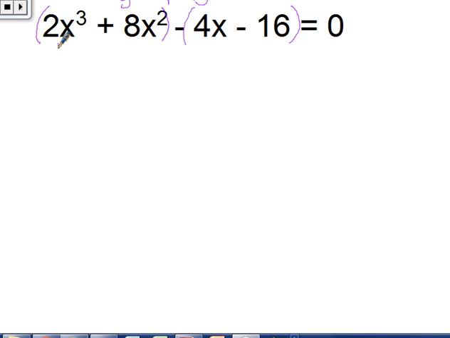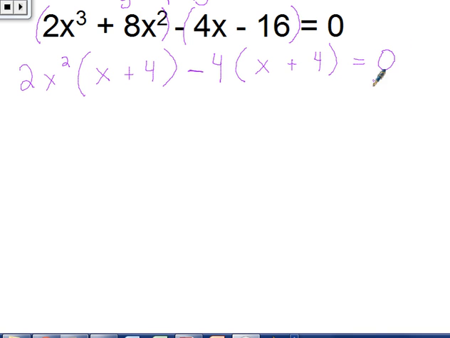And we need to think, what does a 2x cubed and an 8x squared have as a common multiplier? We notice that it has a 2x squared. Both terms have that as their multiplier, which leaves us with just an x plus 4 left over. This is 2x to the 3rd, 8x squared. They have 2x squared in common. And when we divide both of these things by 2x squared, this is what we have left. Now a minus 4x and a minus 16 both have a minus 4 in common, leaving me with an x plus 4 as the leftover factor.